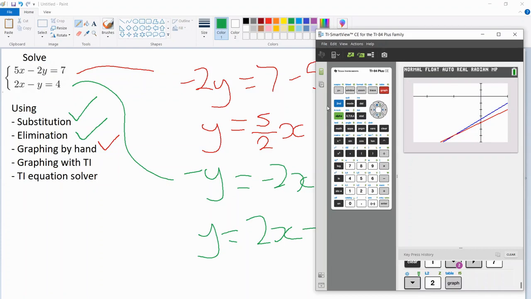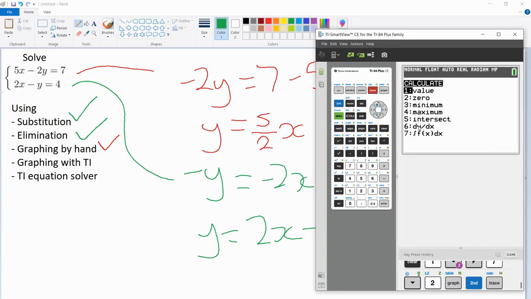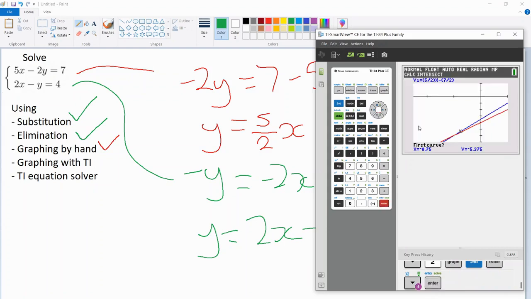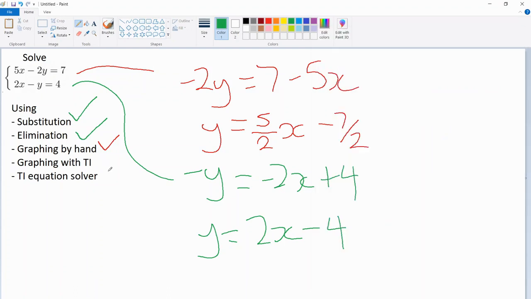All right, so we go to calc, intersection. Just keep pressing the buttons. There we go. Intersection, once again, minus 1 and minus 6. So that's that technique there. So done that one too. And we're about to do the last one.